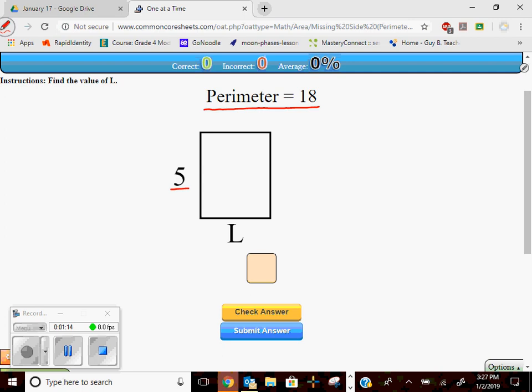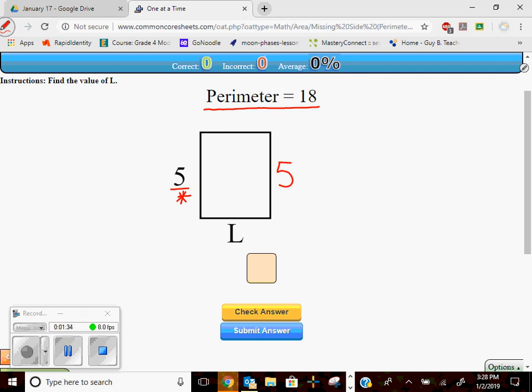This is a rectangle. Well, you know in rectangles that opposite sides are the same. So if this side right here is 5, that means that the opposite side must also be 5. So you know 2 out of the 4 sides. You actually know a lot more than what you think.